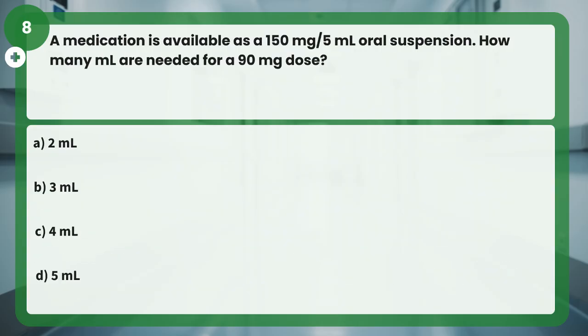Question 8. A medication is available as a 150 milligrams per 5 milliliters oral suspension. How many ml are needed for a 90 milligrams dose? A. 2 milliliters. B. 3 milliliters. C. 4 milliliters. D. 5 milliliters.